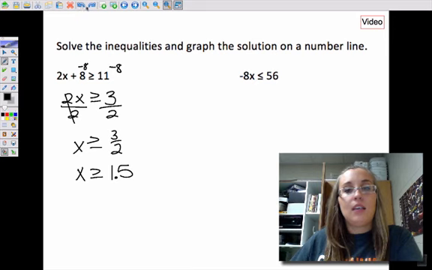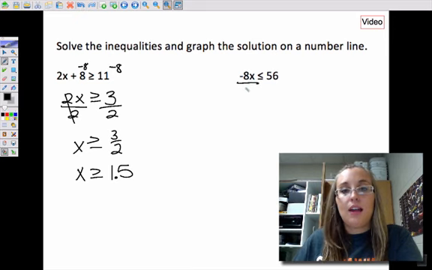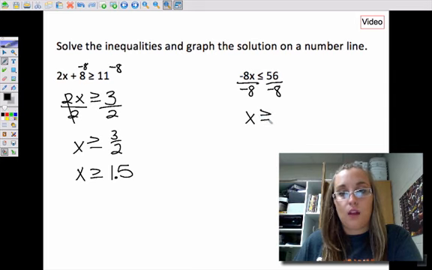So when I take the opposite, dividing by negative 8, it's going to change the sign on both sides. This side is going to become a positive x, and this side is going to become a negative 7. So what's going to need to happen is this sign is going to need to flip. So it's going to become x is greater than or equal to negative 7. Okay?